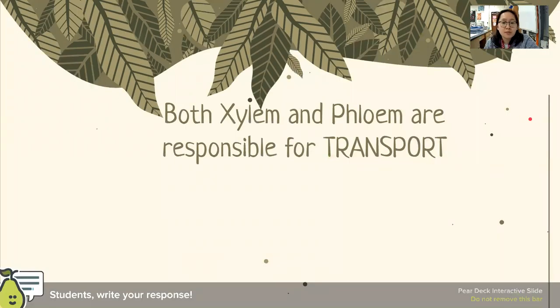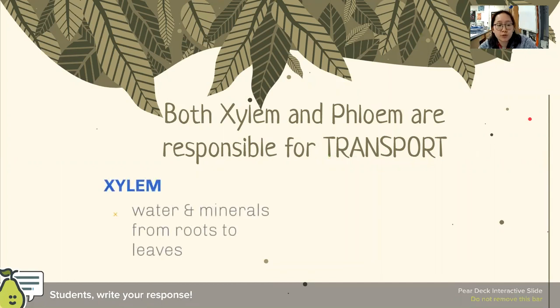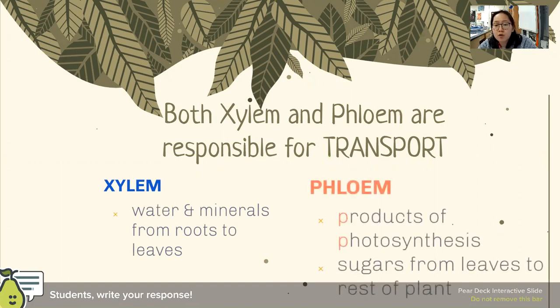So both the xylem and the phloem are responsible for transport. The xylem is the water and minerals moving from the roots to the leaves. So the water and minerals are moving up against gravity. And the phloem are products of photosynthesis, aka sugars, moving from the leaves to the rest of the plant, so moving down, right? Flowing like a waterfall. Sorry, it's going to flow from the top down. And you can remember them by using the products of photosynthesis is the P and the P to match with the P of the phloem.